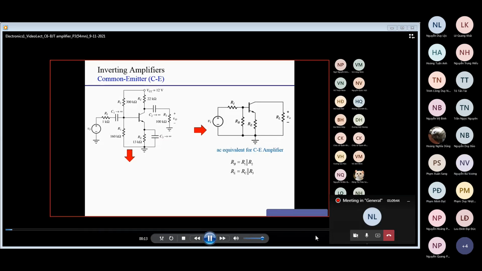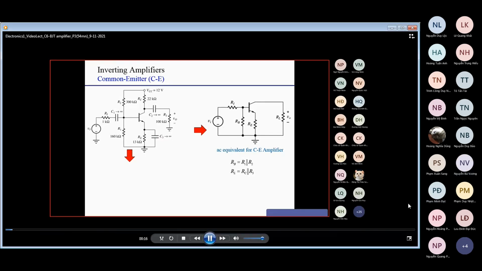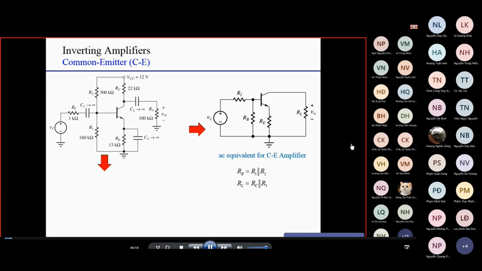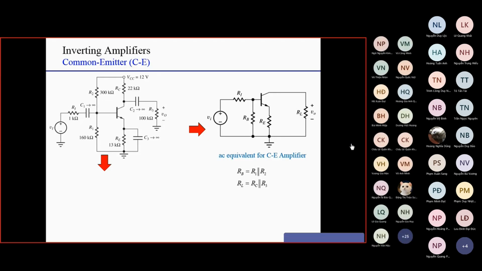Okay. How can we apply this two-step analysis procedure to calculate the important parameters for different configurations of amplifier using BJT? The first important configuration is the common emitter, or CE. You can see here the input signal, modelized by a Thevenin equivalent circuit, is connected to the base of the transistor. The output signal is taken from the collector to supply to the load R3.